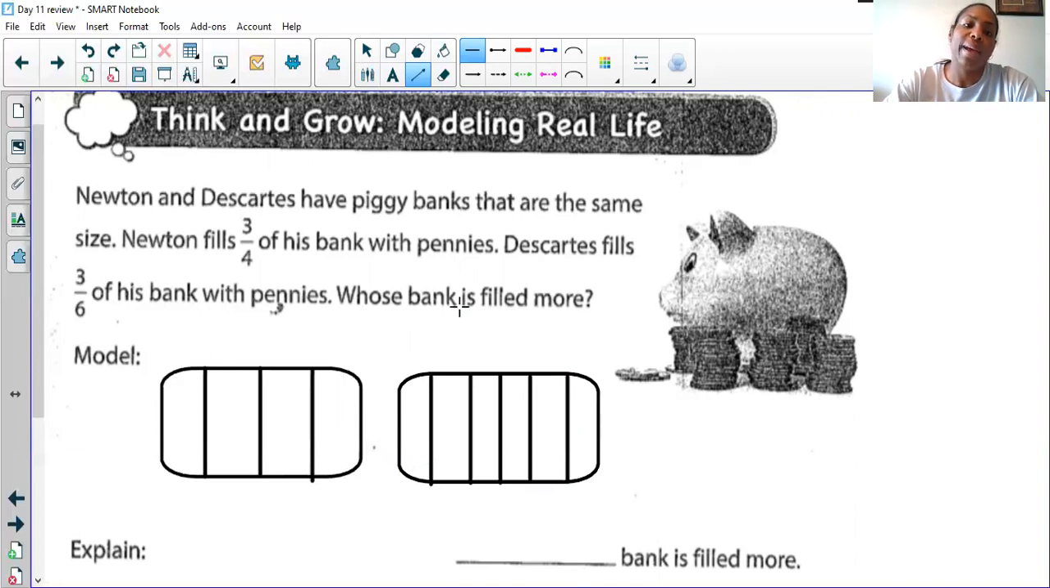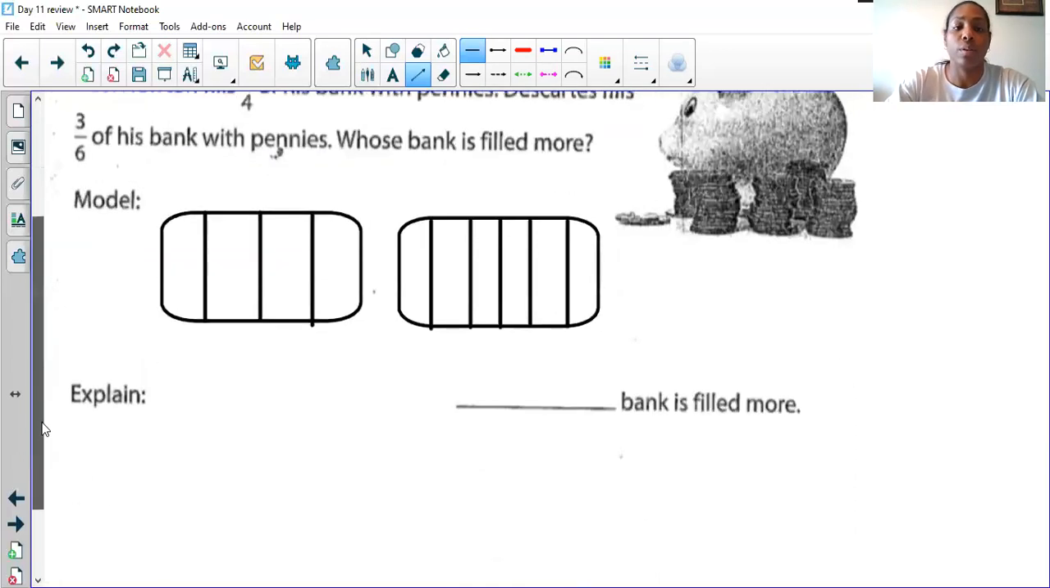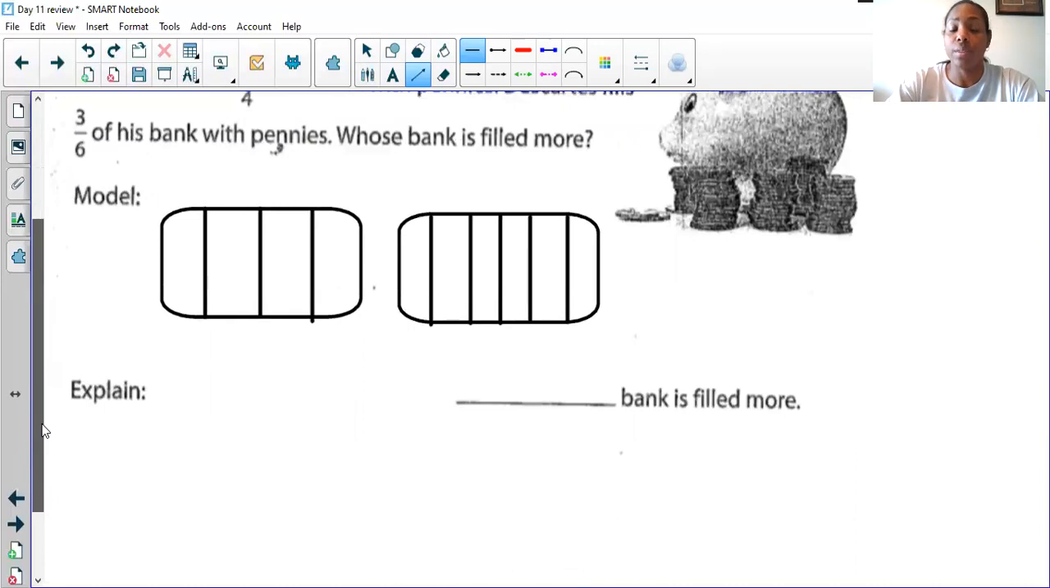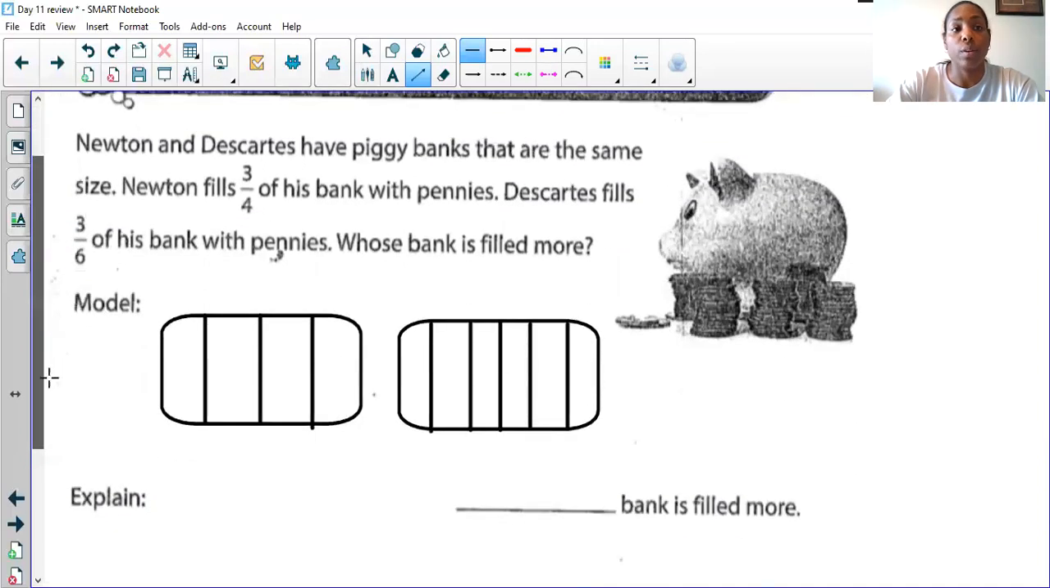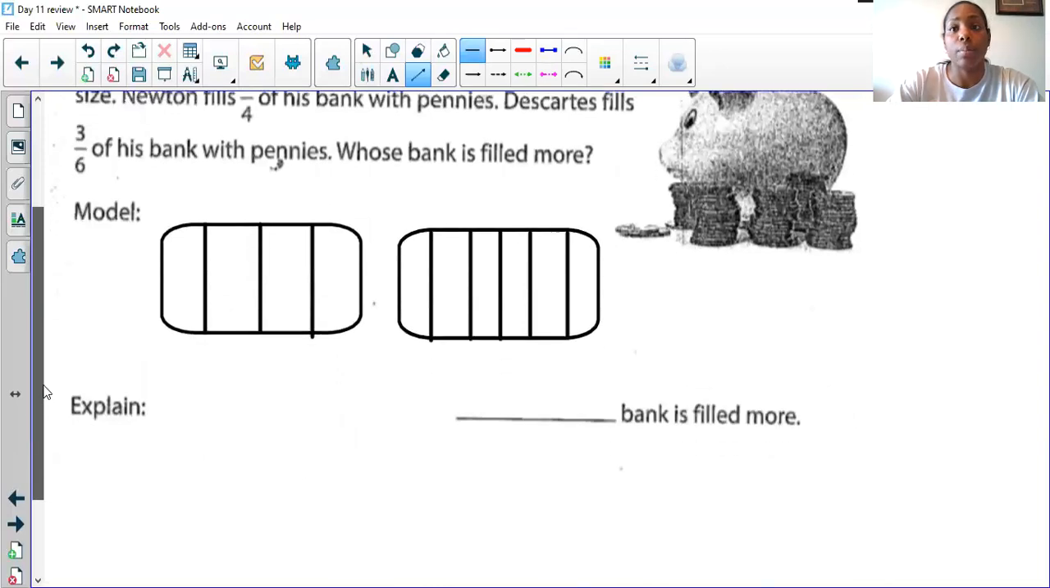Okay, so at this time, you'll fill in your 3/4 on this side and your 3/6 over here, and you should be able to give your explanation and your reasoning for why you've determined your answer. I'll go ahead and pause the video and allow you to complete that problem on your own.